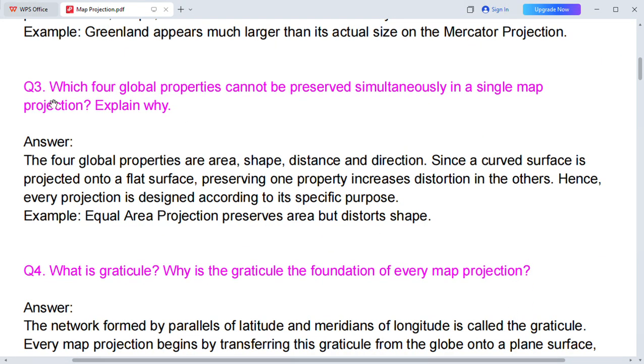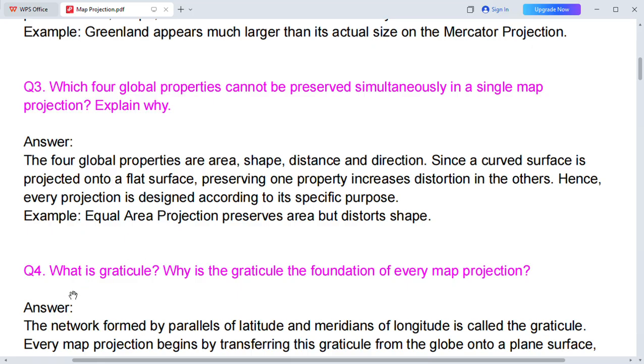Next question, question number 3. Which four global properties can be preserved simultaneously in a single map projection? Explain why. The four global properties are area, shape, distance, and direction. Since a curved surface is projected onto a flat surface, preserving one property increases distortion in the others. Hence, every projection is designed according to its specific purpose. For example, equal area projection preserves area but distorts shape.